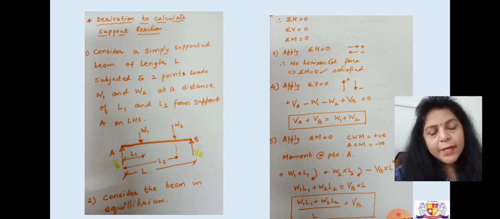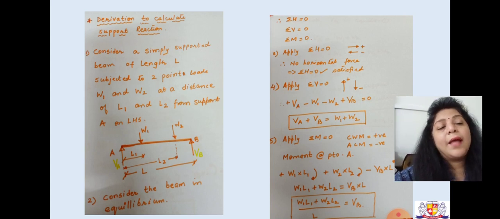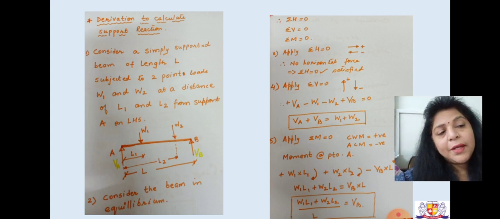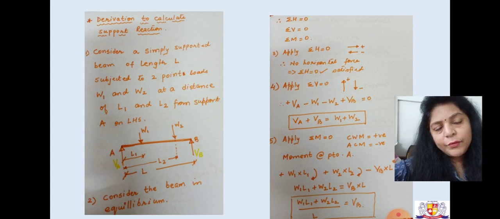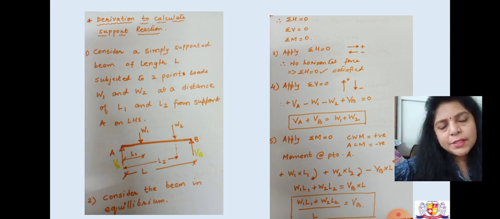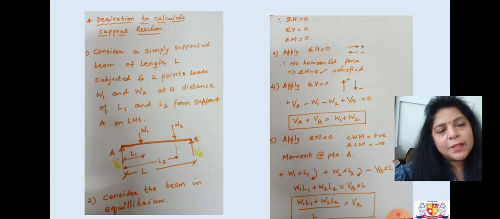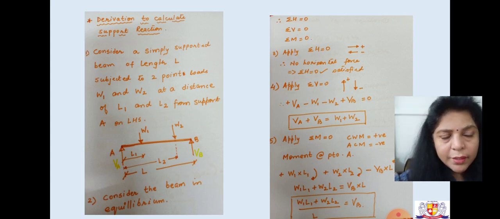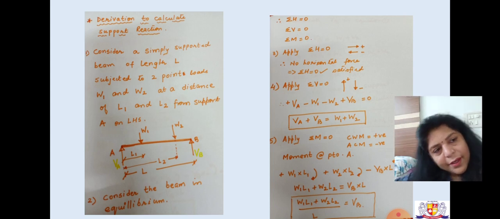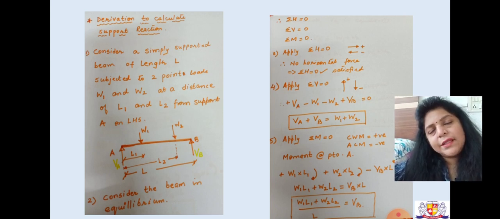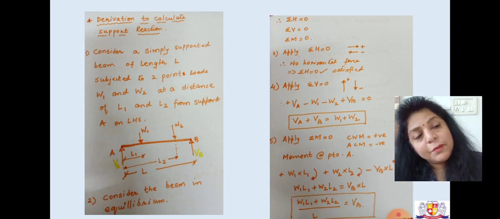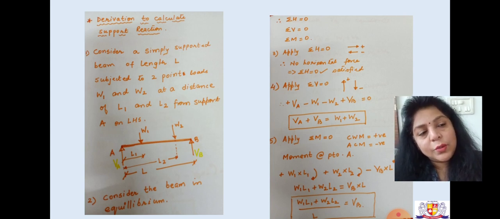Now, what is our next step? The next step is that we have to consider the system in equilibrium. To consider the system in equilibrium, we have to assume the three conditions, that is, sigma H, sigma V, and sigma moment are equal to 0. As it is a coplanar non-concurrent force system, the condition of equilibrium for the system of forces is sigma H, sigma V, and sigma moment equal to 0.